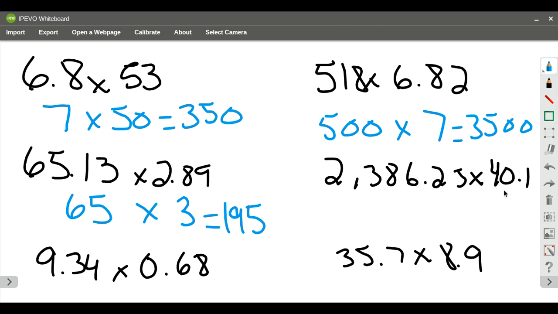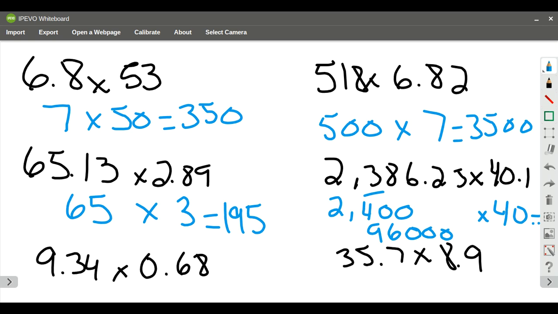2,386.25 times 40.1. I'm going to take the 40 and leave that alone, and then I'm going to round this value to the nearest 100. So I'm going to do 2,400 times 40. The reason that I did that was 24 is a math fact that I know. 2,000 would have been too low, 3,000 would have been too high. So I went to the nearest 100. So 2,400 times 40, and that's going to equal, well, 24 times 4 is going to be 96. And then I add on my 3 zeros at the end. So it's going to be 96,000.